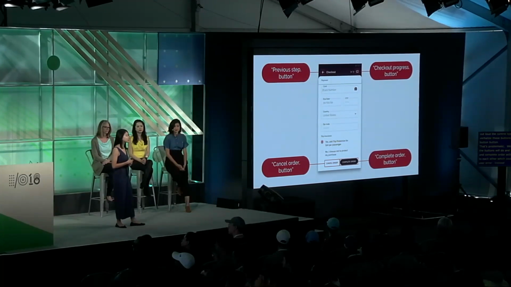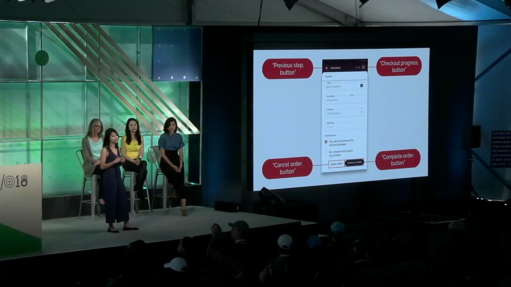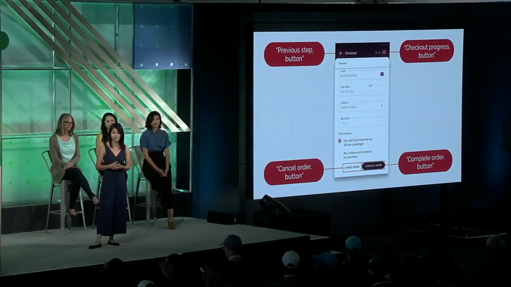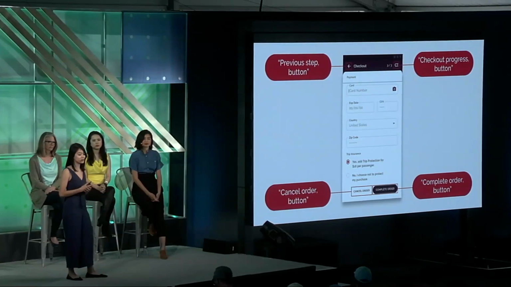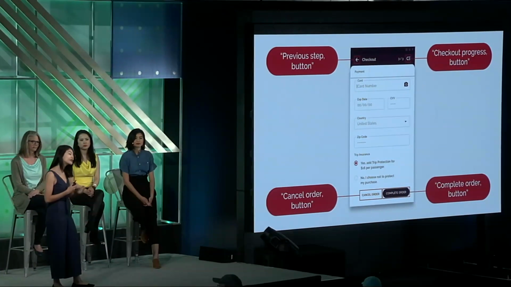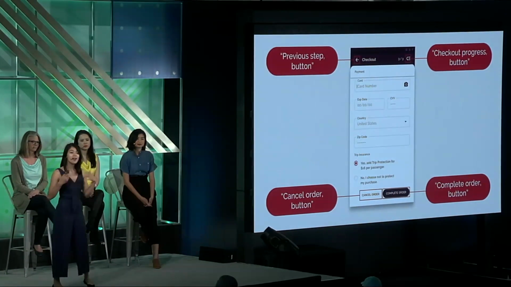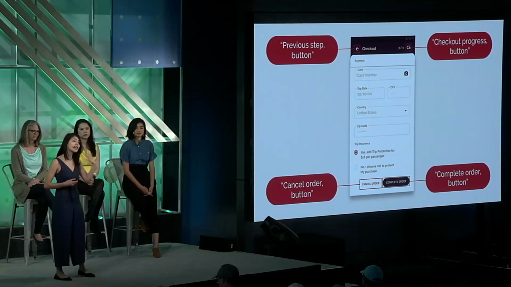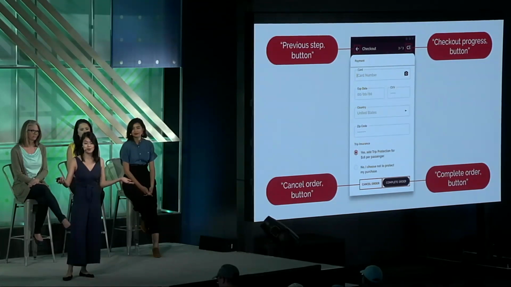Instead, what we can do is add meaningful and concise accessibility labels in addition to the default button verbalization. So here we've added previous step, checkout progress, cancel order, and checkout order. Now we know what each button will do, and there won't be a major gaffe of canceling an order rather than completing one, and vice versa. You can be a champion for screen reader users by writing accessibility labels in addition to the default verbalization provided by screen readers.